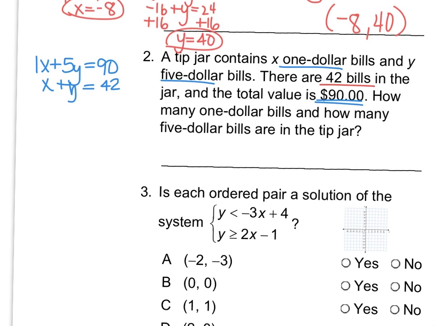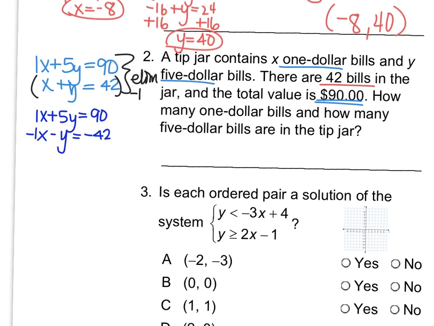All right, they're going to ask me how many $1 bills and how many $5 bills are in the jar. So that means I need to solve. This right here is elimination because they're both in standard form. So I'm going to fix this. The easiest fix is probably to multiply the bottom by -1. So if I do that, I am going to get 1x plus 5y equals 90. The top's going to stay the same. Negative 1x minus y equals negative 42.